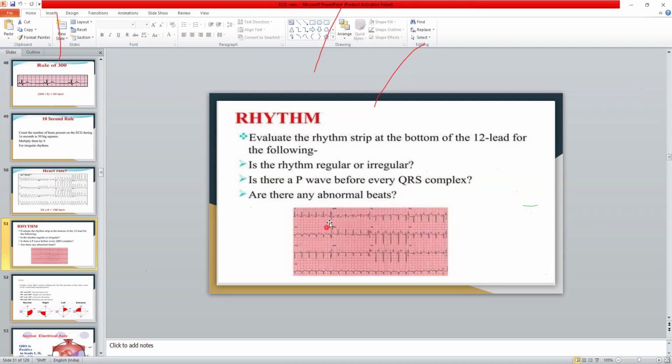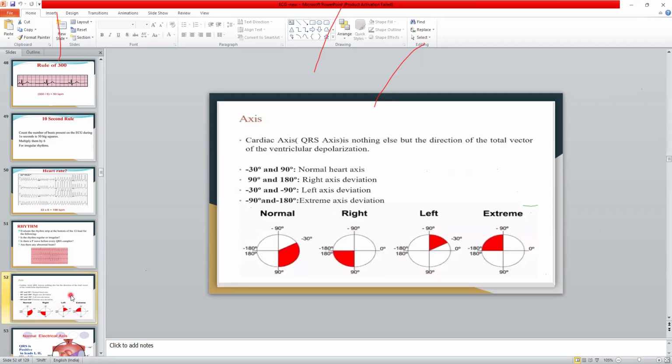And also look for any abnormal beats like premature ventricular beats and premature atrial beats. All these abnormal beats and how to identify the abnormal waves, tomorrow in the next session, I will be explaining in detail. Today, I am explaining only the normal, how to interpret and how to identify the normal indicators of the heart ECG. So, now we will go for the axis, that is cardiac axis.